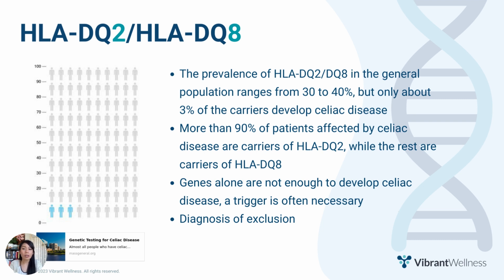There are rare exceptions, however. Some people without these genes can still develop celiac, but again, this is very rare. Usually, if someone lacks HLA-DQ2 and HLA-DQ8, celiac is very unlikely and excludes it as a diagnosis.